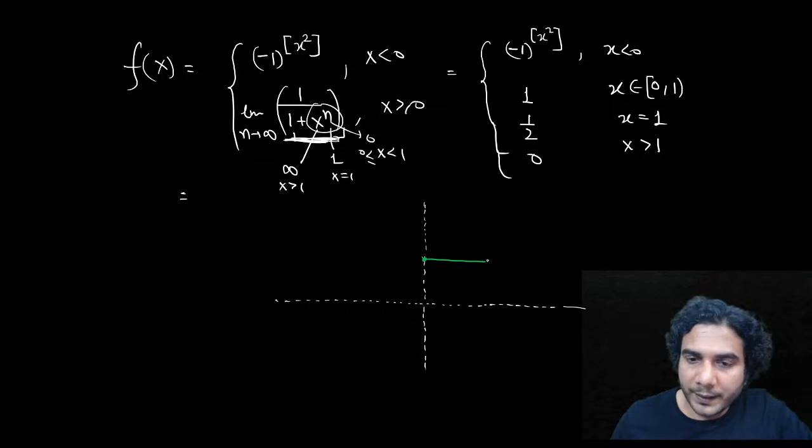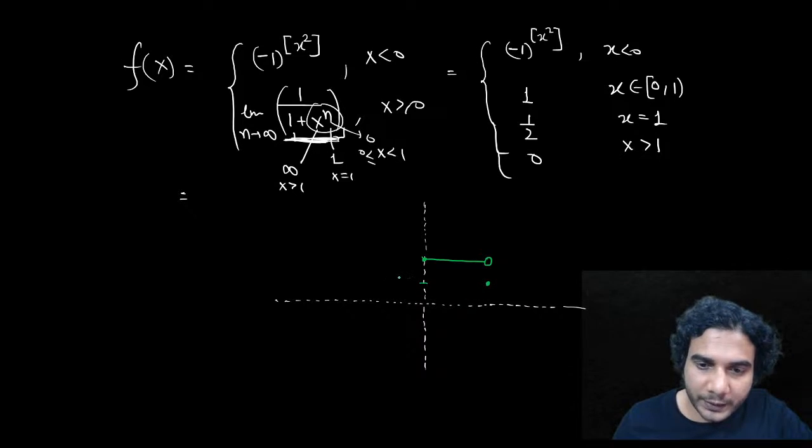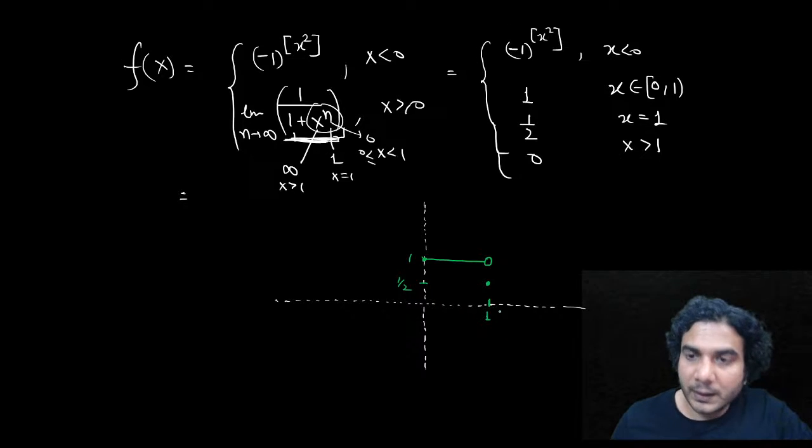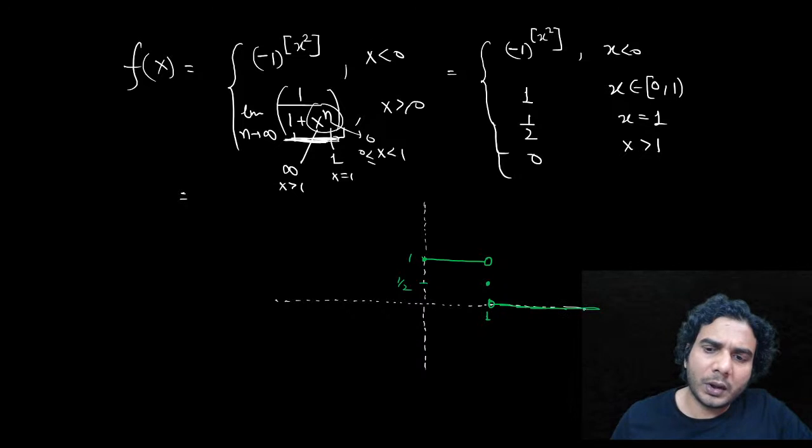Okay. At 1, it is 1 by 2. This point is 1 by 2. This is 1. And after 1, it is 0. So from this point, it is going to be 0 for all up to plus infinity.